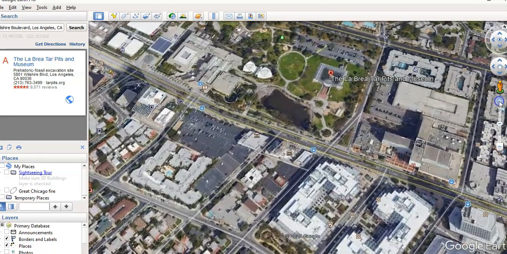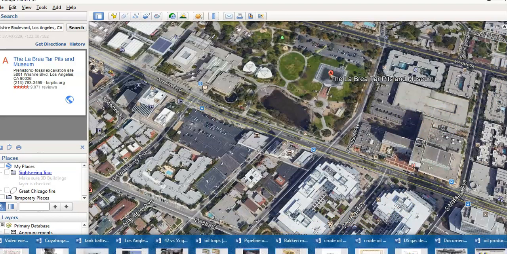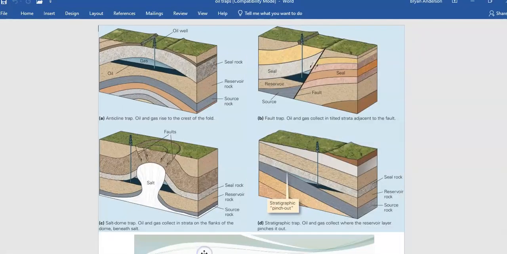And that is an area where that crude oil that is abundant in California came to the surface, and the lighter stuff simply evaporated away, and you're left with these tar pits. So how do you get crude oil captured and concentrated in a reservoir big enough to justify oil exploration? Well, you need what's called a trap.